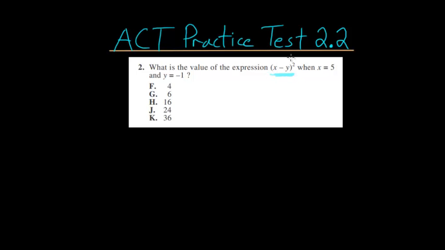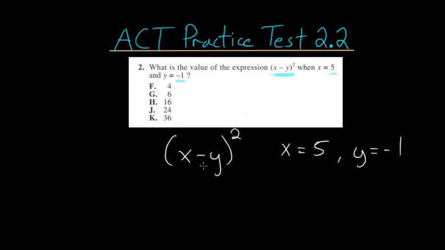and we need to substitute for x the value 5 and for y the value -1. So let me rewrite this expression down below. So we have x minus y within parentheses and then squared, and we know that x is equal to 5 and y is equal to -1.